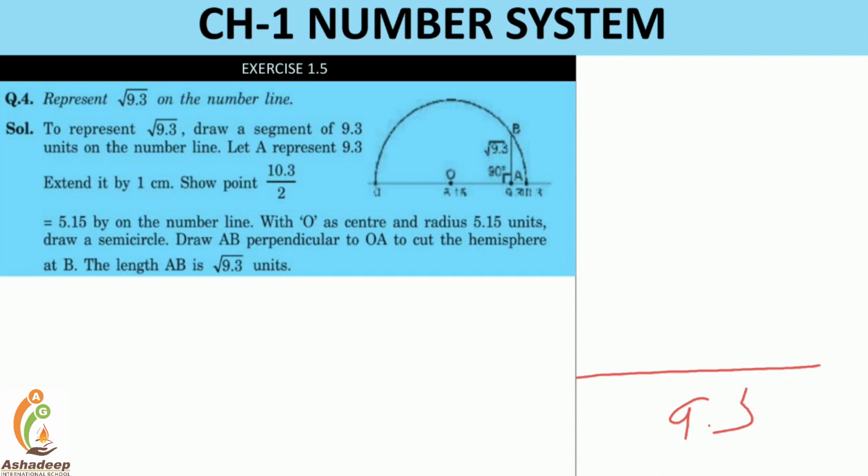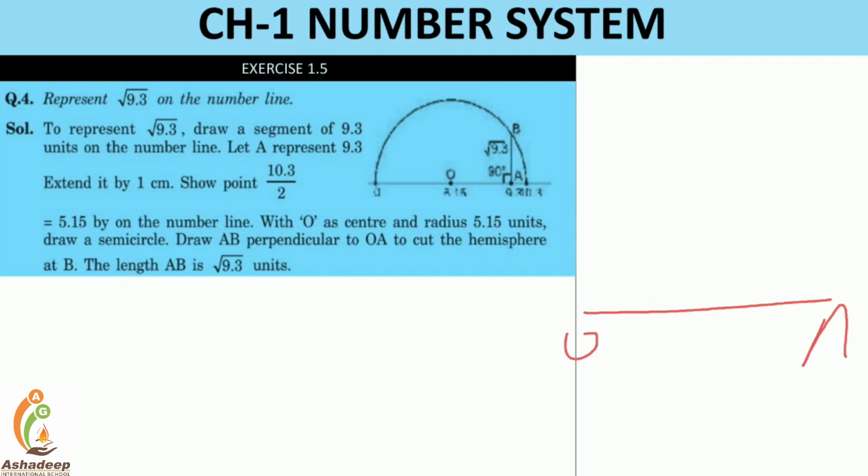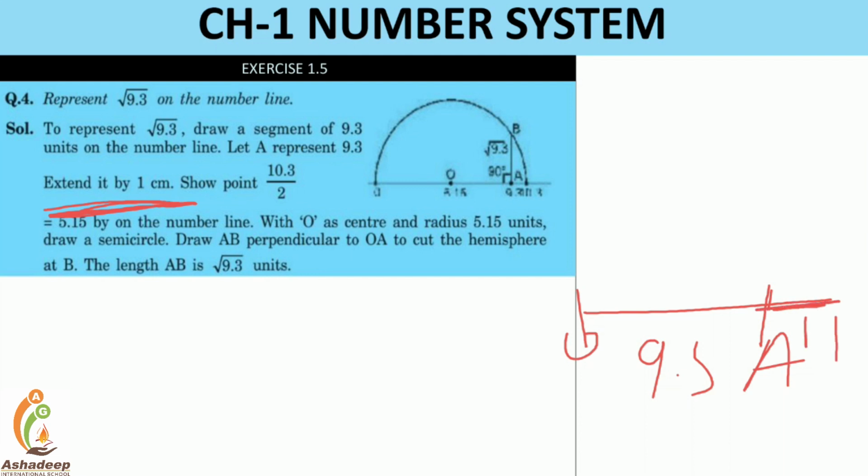Now extend. Let A represent this, this is the 0. Let this be A, and this distance is 9.3. Now extend it by 1 centimeter. So from A, we need to extend it by 1 centimeter. So this is going to be the 1 centimeter, and this is the point B.